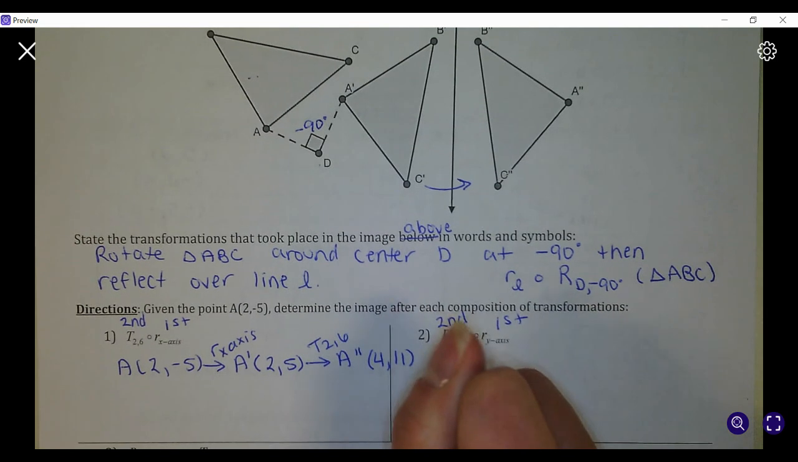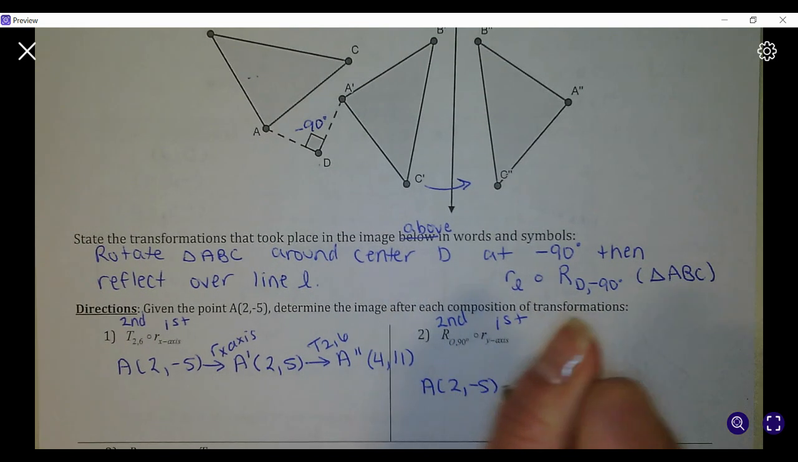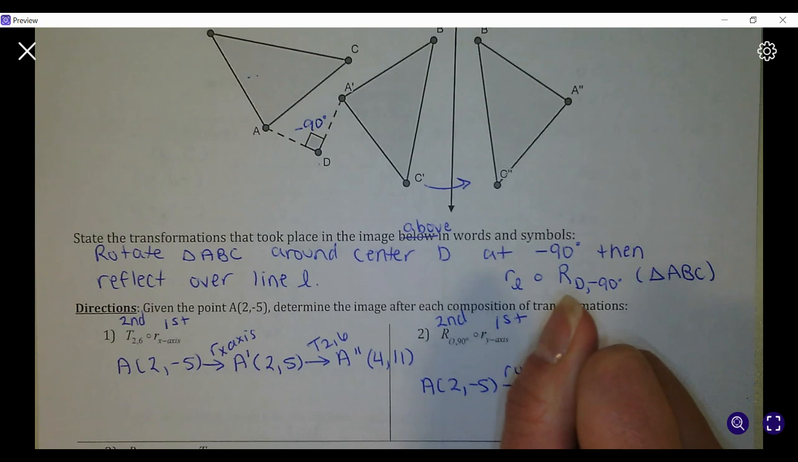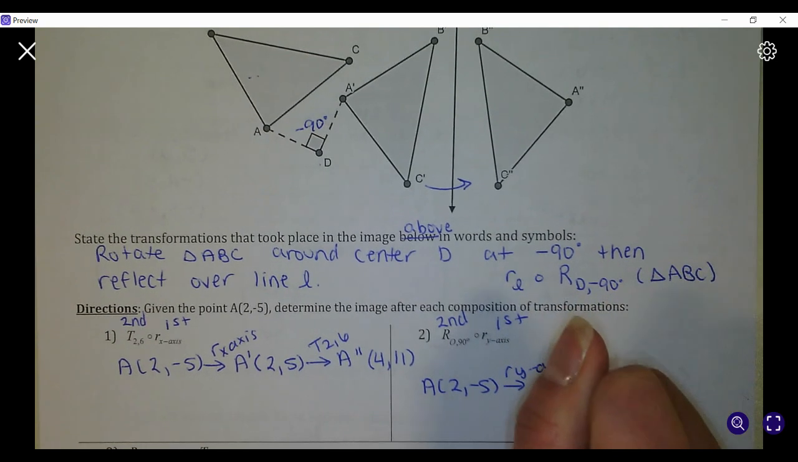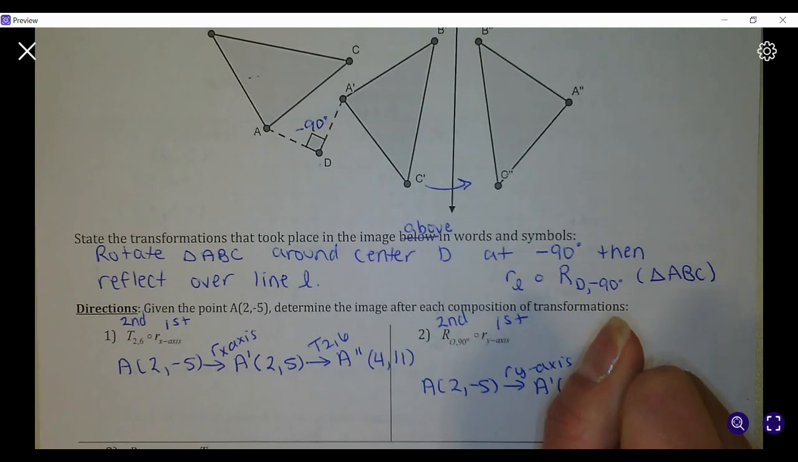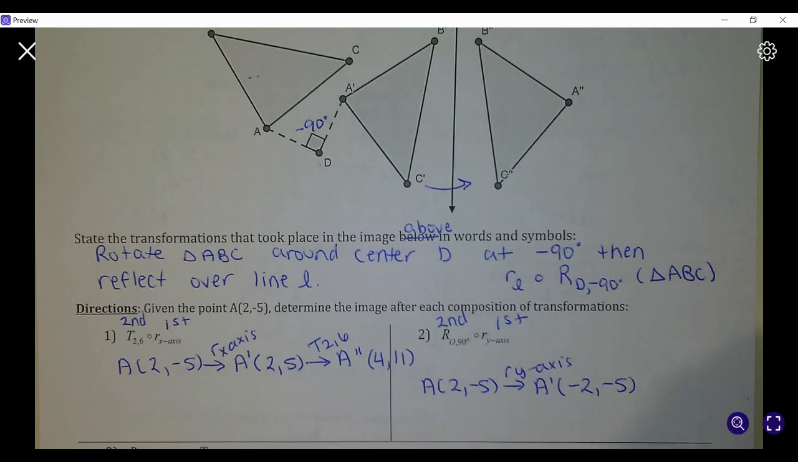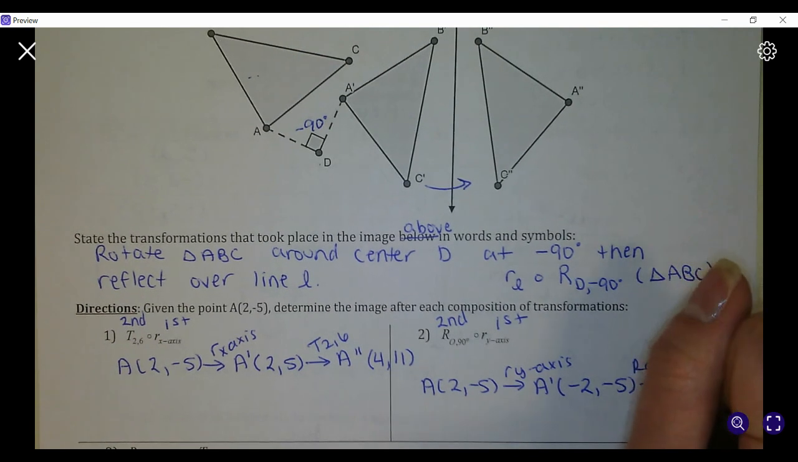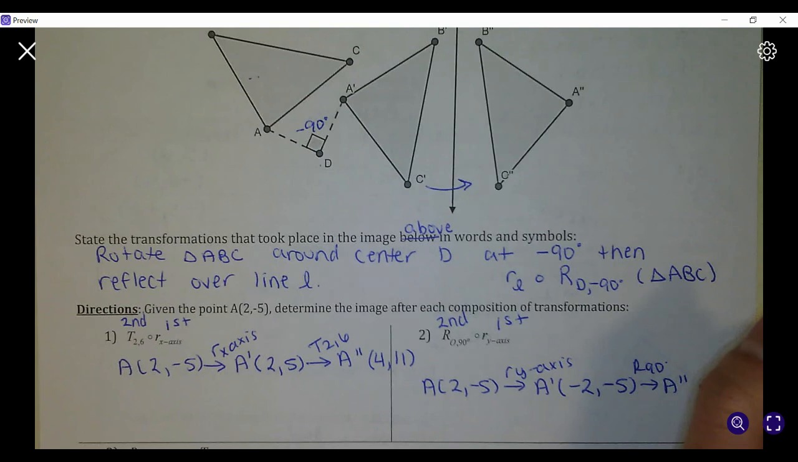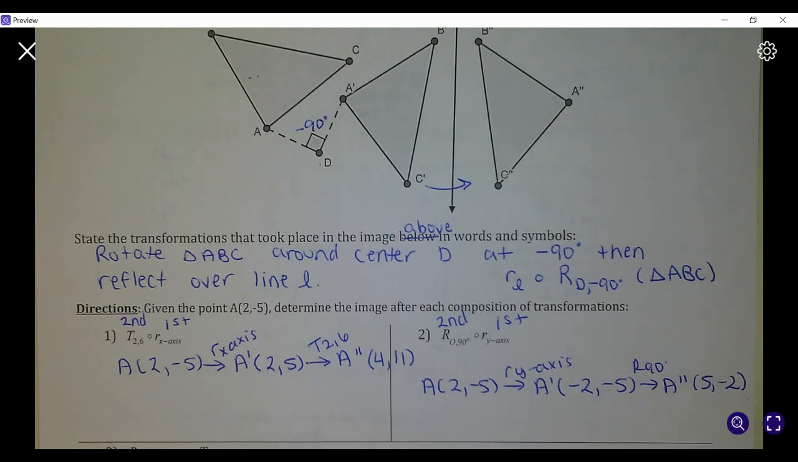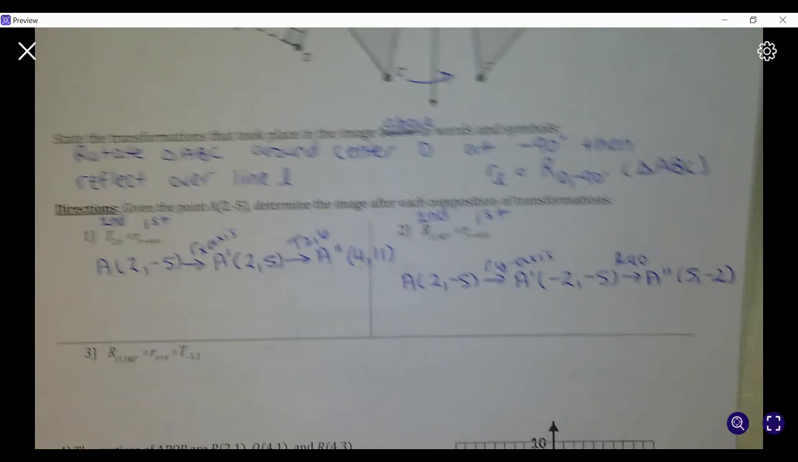This next one, we're going to reflect over the y-axis first, then rotate 90 degrees. My coordinate is 2, negative 5. I'm going to reflect in the y-axis. So for my new coordinate, I negate the x, so I get negative 2, negative 5. Then I'm going to rotate 90 degrees. That rule on the front says the point negative 2, negative 5 becomes 5, negative 2. And that's what you would get for that.